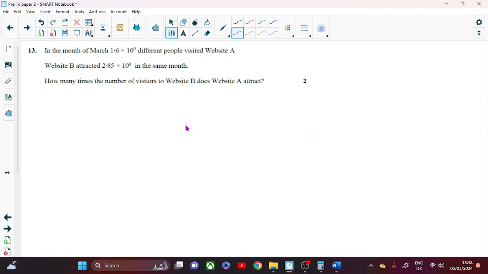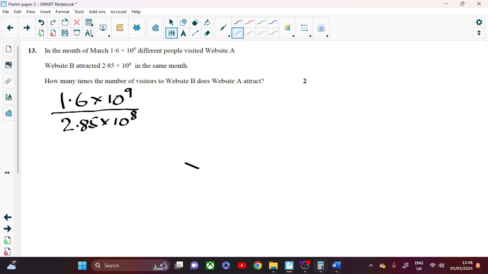We're doing a division because we want the number of times. So if we're doing a division and we want our number to be bigger than 1, we want our bigger number on the top. So the equation we're putting in is 1.6 times 10 to the power 9 divided by 2.85 times 10 to the power 8.